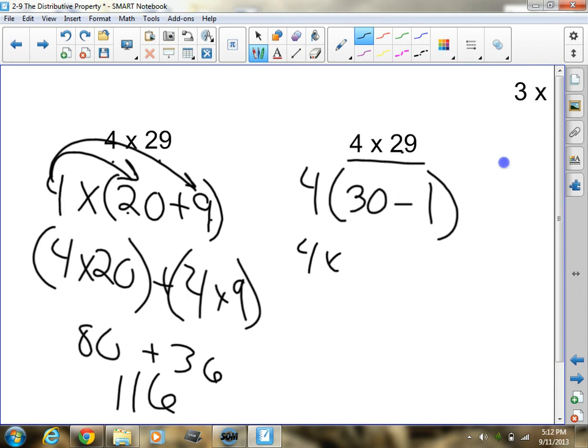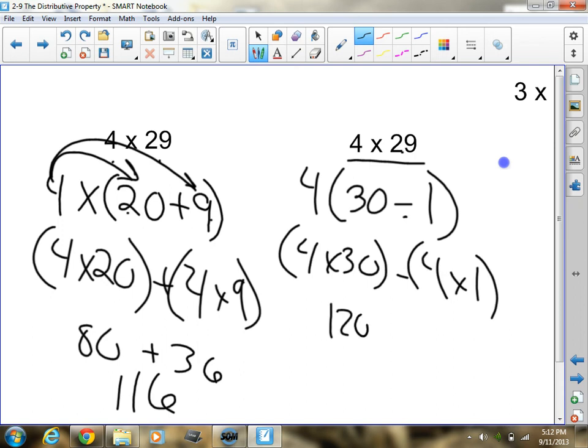So 4 times 30, minus sign, 4 times 1. Let's see, 4 times 30, well that's easy, that's 120, minus 4. 120 minus 4 is, oh look at that, I got the exact same answer, doing it a different way. So now you see why this is so incredibly helpful.